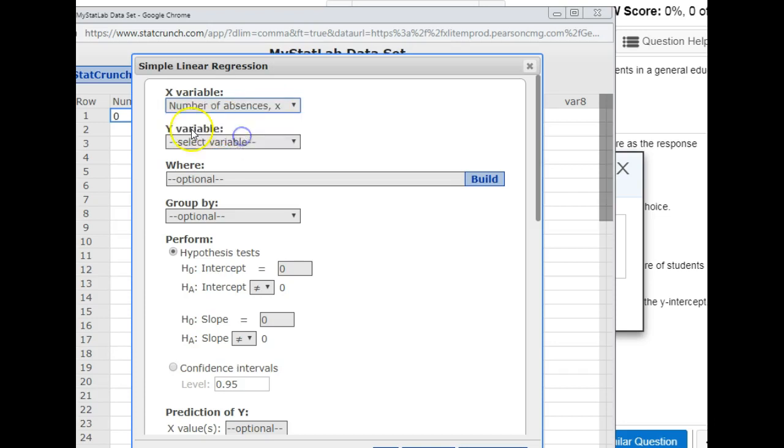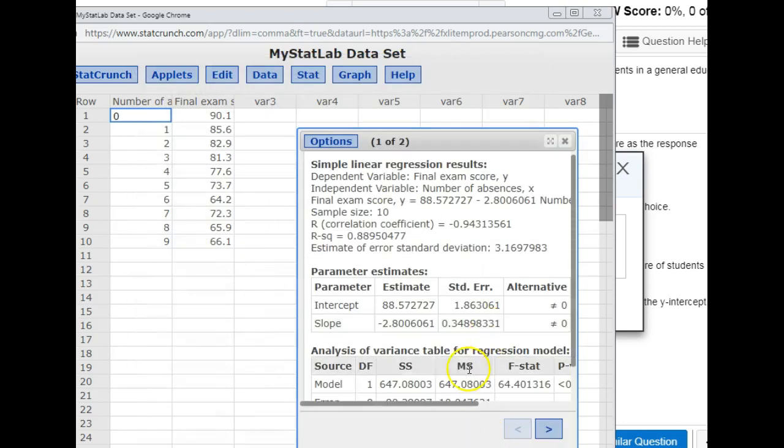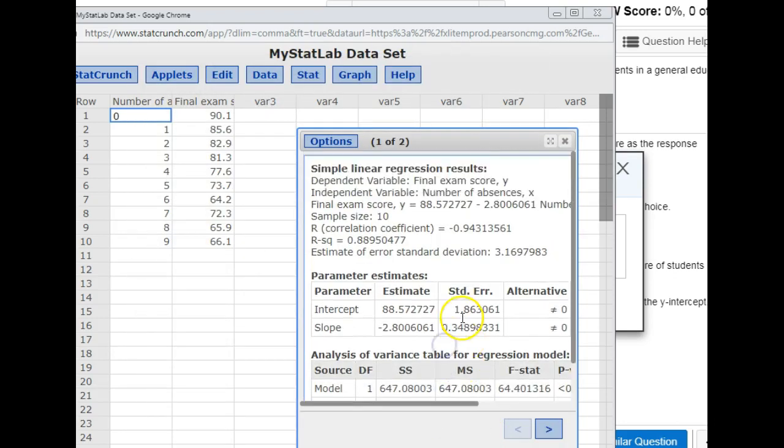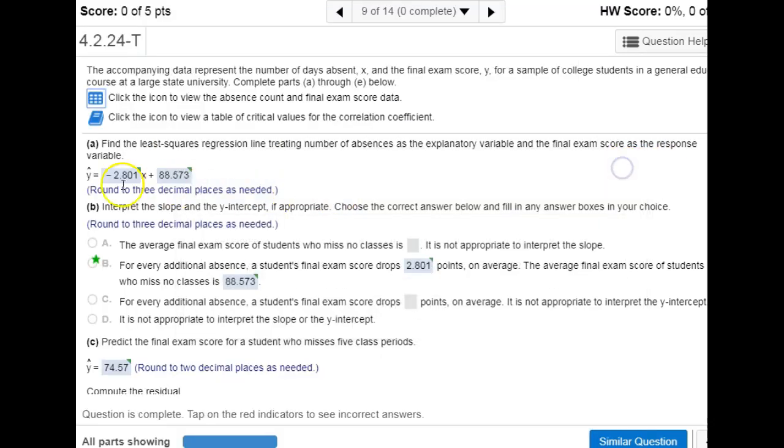And our explanatory variable x was the number of absences, and the final exam score is our response. When you hit compute, you get your least squares regression line right here at the top. And notice that the y-intercept is listed first, and then the slope that's multiplied by x is listed second. So round those to the correct number of places, and that is your least squares regression line.